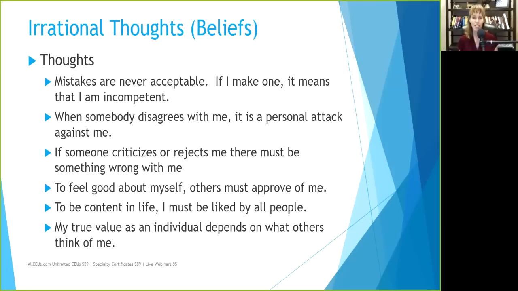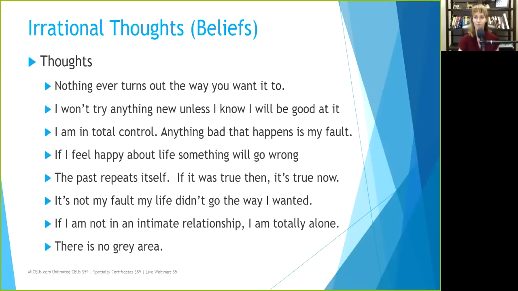My true value as an individual depends on what others think of me. I would really challenge this one. This is also very personal, internal. I would challenge people to look at it and say, so your child's value as an individual depends on what other people think of him or her? And most people would say no. But it's a perspective thing.